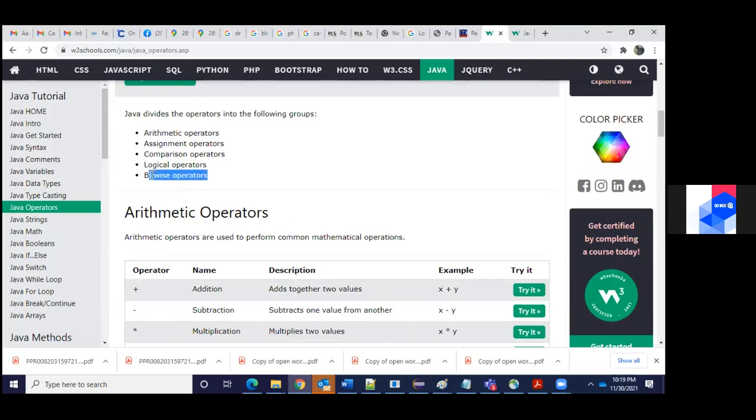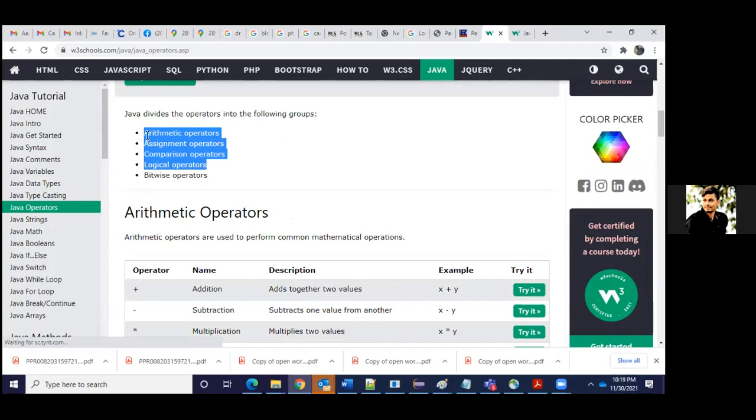And coming to the last one, the bitwise operator. If you ask me about bitwise operators, I don't know them, because I did not use them in my entire career. So I don't think you people have to concentrate on bitwise. If you are familiar with the operators 1, 2, 3, 4, that would be more than enough. Any questions?